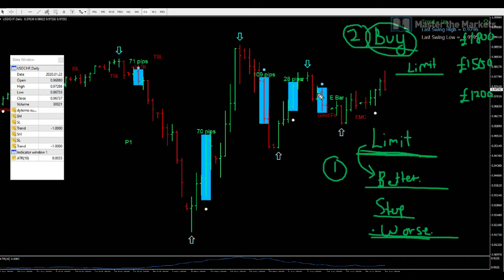I hear most of you saying that £1,200 is a better price from a buyer's perspective in relation to the market price. Since this is the better price and it's lower than the market price at the moment, we call this a buy limit.